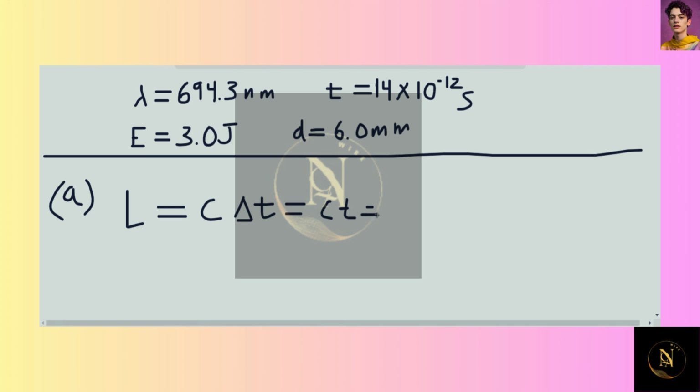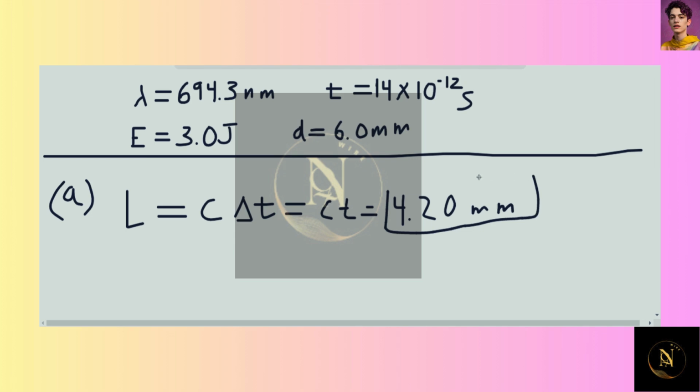14 picoseconds, or 14 times 10 to the minus 12 seconds. Plugging these values in, this is equal to 4.20 times 10 to the minus 3 meters, or 4.0 millimeters. You could write either way, but I'm going to write it as millimeters.